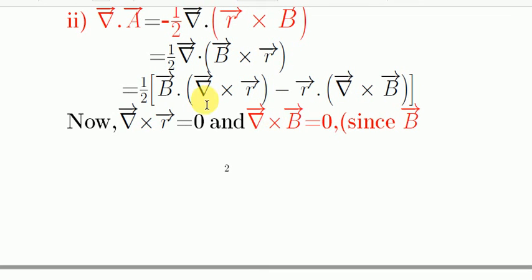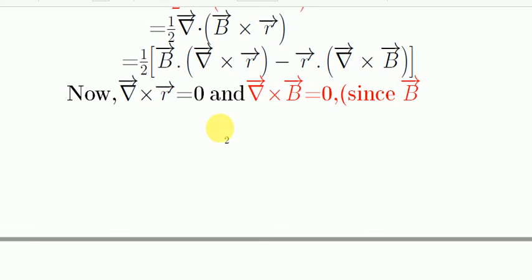Now from vector identity, if we use here the back minus cap rule, then we can easily write half times B dot del cross R minus R dot del cross B. If we use the back minus cap rule from vector identity, then we can easily write it.